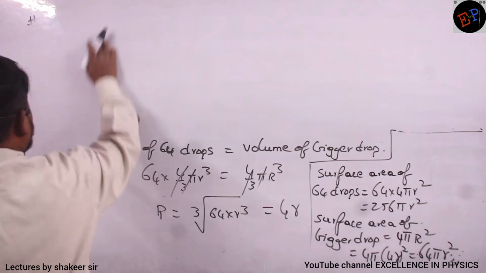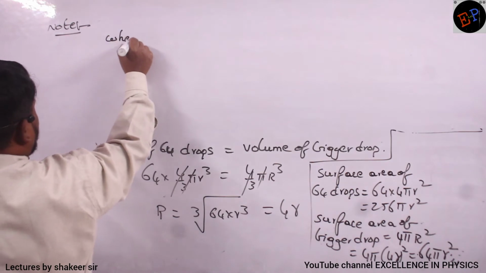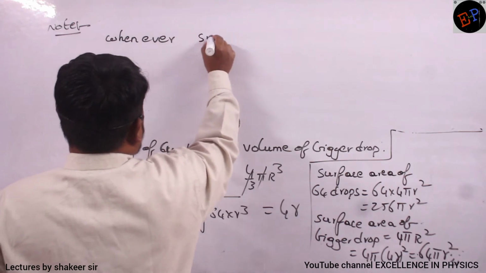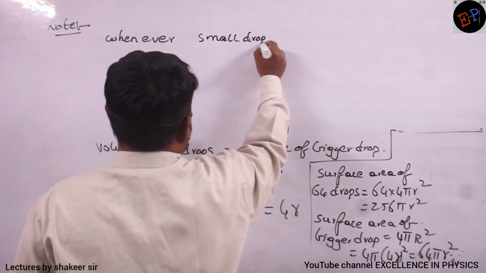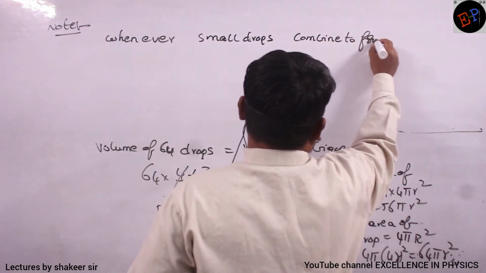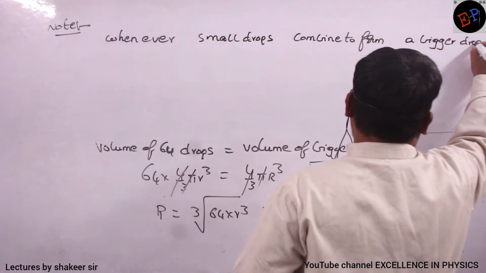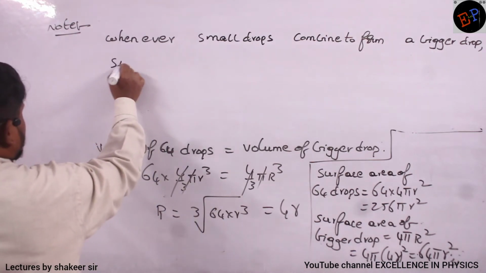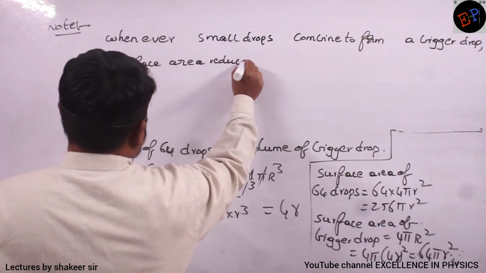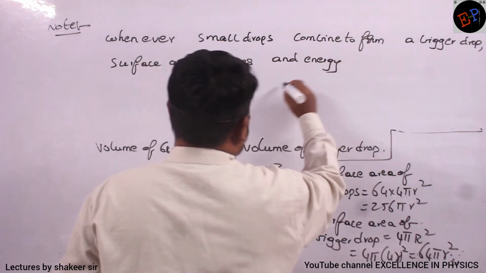So note this point, write it down. Note point is that whenever small drops combine to form a bigger drop, surface area reduces and energy is liberated.